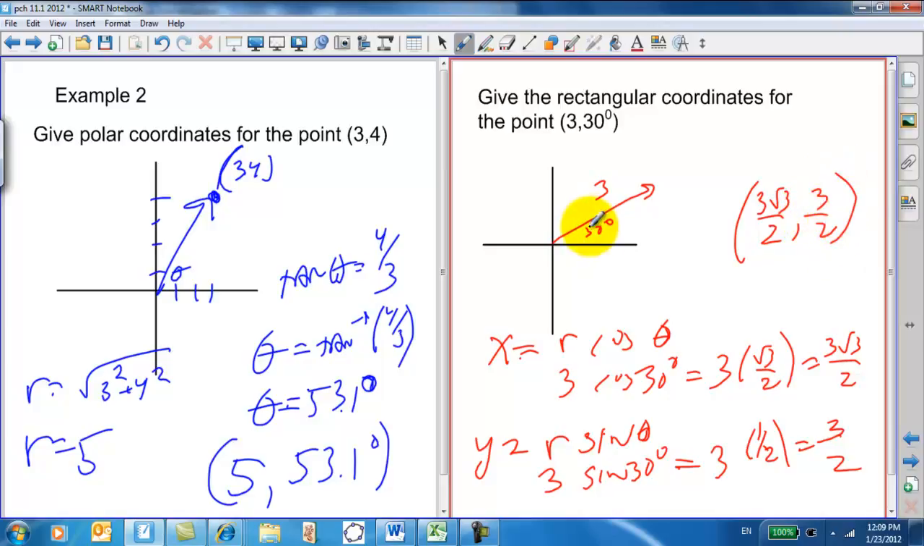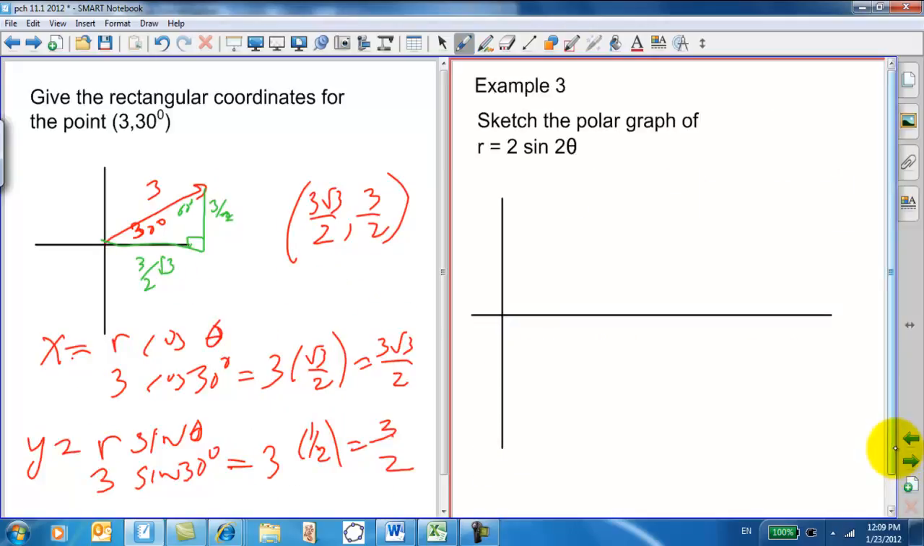Now you could have also just set this up as the most beautiful triangle in the world. Say, hey, this is a 30, 60, 90. In a 30, 60, 90, the short leg is exactly half the hypotenuse, and the long leg is the square root of 3 times the short leg. So there's your x and y coordinates.